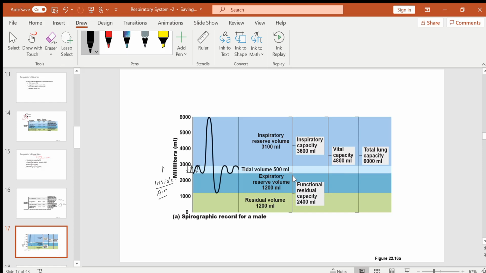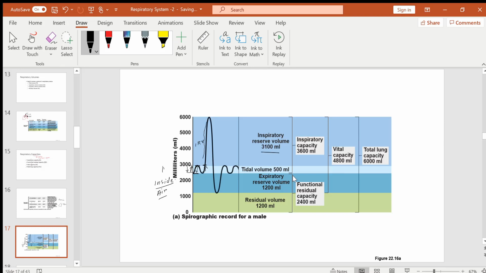Now, after normal inspiration, the volume inside the lung is here, right? Normal inspiration. Then, if I ask you to forcefully inspire, you can take a lot more, right? So this is the inspiratory reserve volume. Inspiratory reserve volume, you see here.